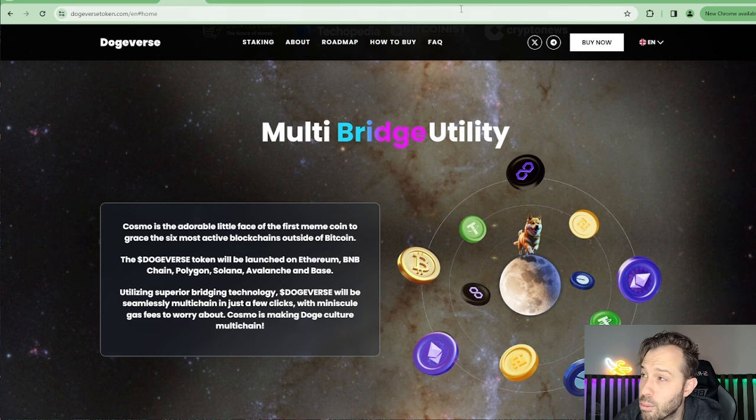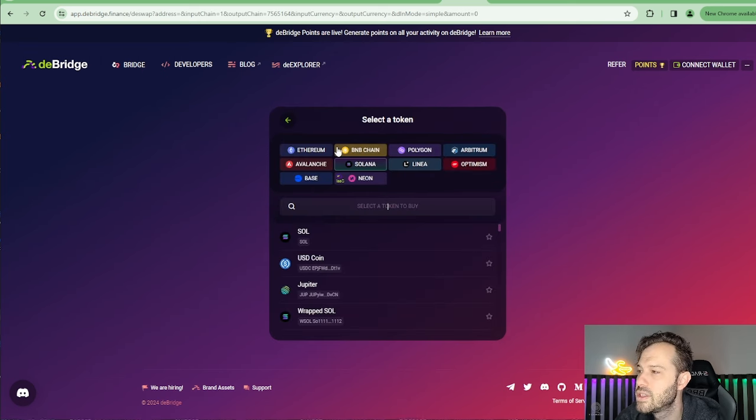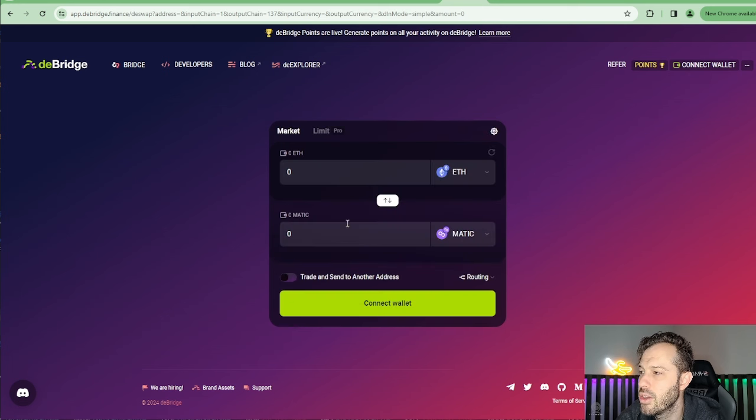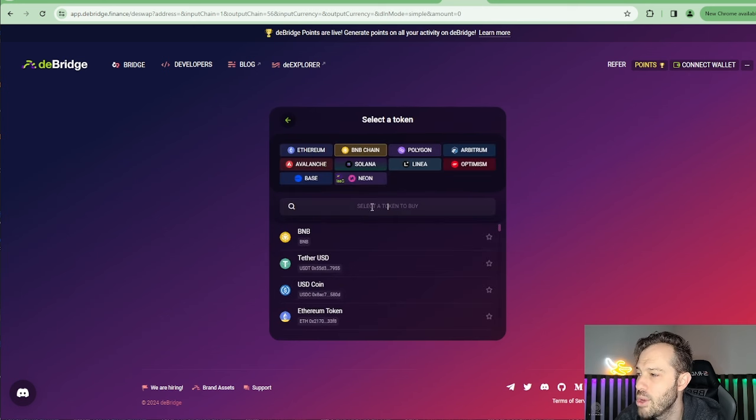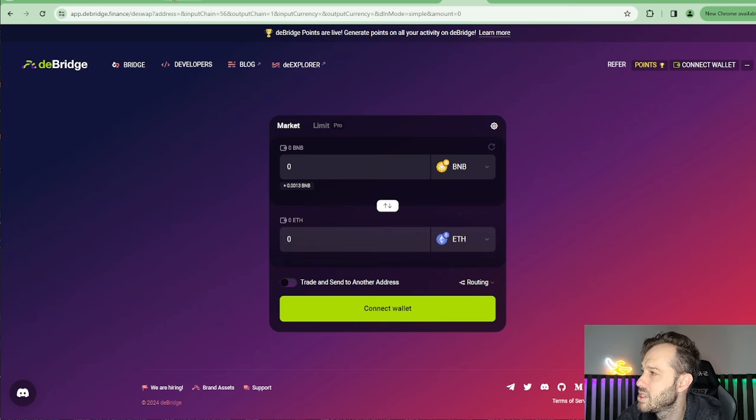And if you're unsure of what a bridge looks like, it looks like this right here. This is D-Bridge. I've used D-Bridge before. And you can simply choose. You want to move your Ethereum over to Solana? Move it to Solana. You want to move your Ethereum over to Polygon? Move it over to Polygon. You want to move it to BNB? Move it over to BNB. You want to move your BNB back over to Ethereum? It's very, very easy to do so. And that is what Dogeverse is going to set out to do.